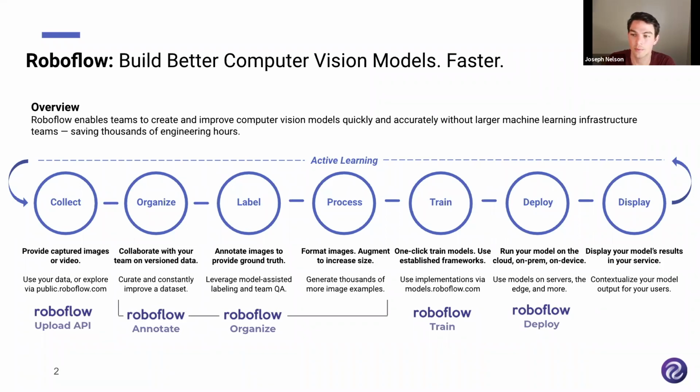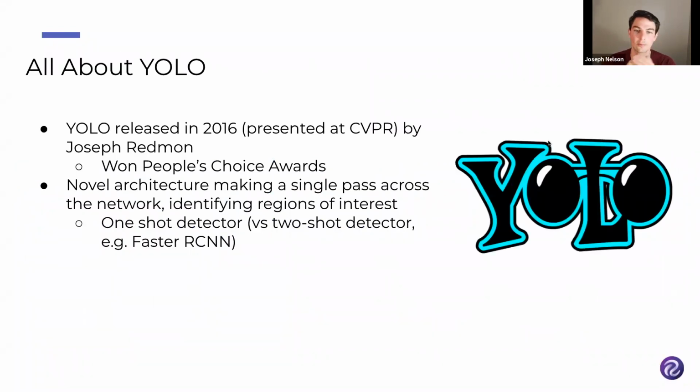Now, with all of that caveat aside of the importance of the data set, we can talk more about the differences in architectures and where the YOLO family of models comes from, where it's at today, and where it's headed. So with that in mind, all about YOLO. It's a great name from the one and only Joseph Redmon.